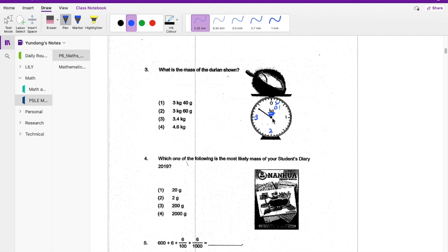Then we read this one, we can see that it's 3, 3.1, 3.2, 3.3, 3.4, which is 3.4 kg. So we see here this one. Now we also see something with grams. We know that kg, K means kilo, meaning 1,000. So 3.4 kg means 3 kg and 0.4 kg, which is 400 grams. So this one is also wrong. So the answer for this question is 3.